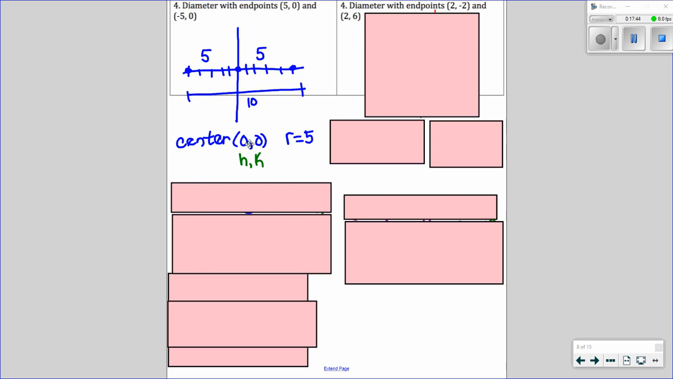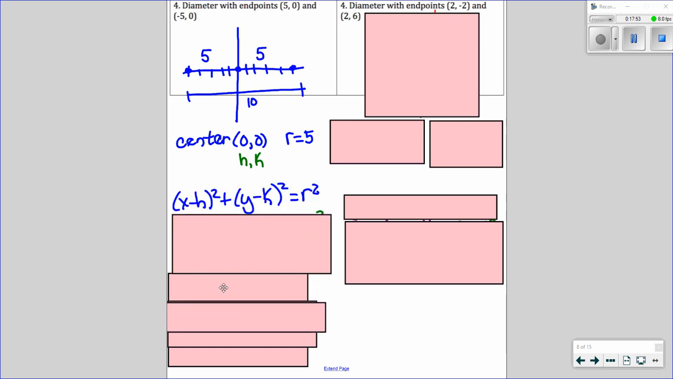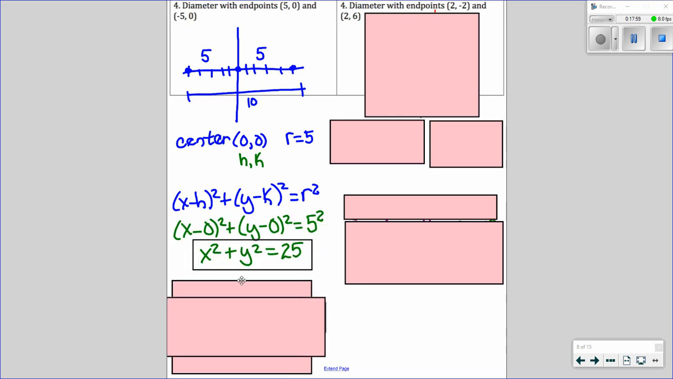So I found my center, which is (h, k), and I know my radius is 5, half of 10. With those two pieces of information, I can plug them into the formula, the circle equation, and then I got my circle equation with the points that they gave me.